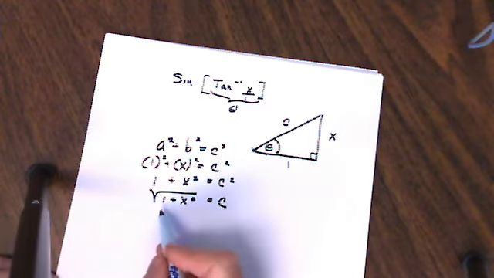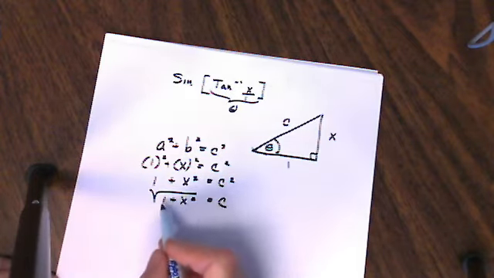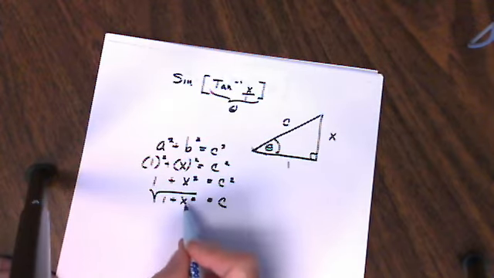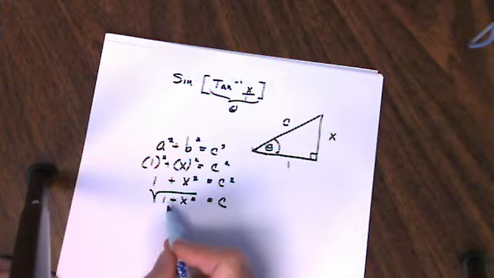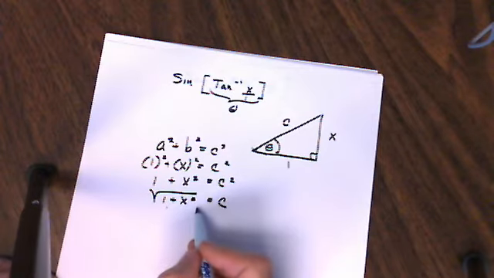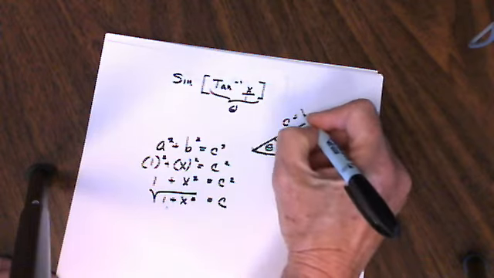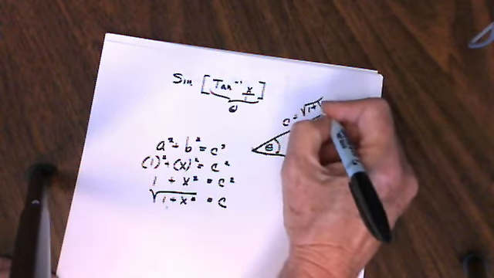Some students would like to tell me that the square root of 1 plus x squared is 1 plus x. That's not true. In order for this to be a perfect square, it would have to have two identical factors. And the polynomial 1 plus x squared does not have two identical factors. In fact, the sum of two perfect squares cannot be factored at all. So I'm going to leave it like this. So now I know that c is really equal to the square root of 1 plus x squared.